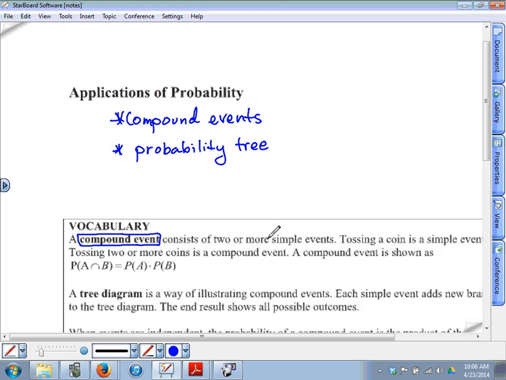Now, a compound event, you can see the definition here in your vocabulary box. A compound event consists of two or more simple events. For example, that one that we did on the worksheet a few seconds ago where they had all those tiles. Remember that one? If you just choose once, that's a simple event. But if you choose once and then you choose again, that's a compound event because it consists of two or more simple events. And as you saw, sometimes they can be dependent, sometimes they can be independent, depending on whether or not one outcome affects the other.